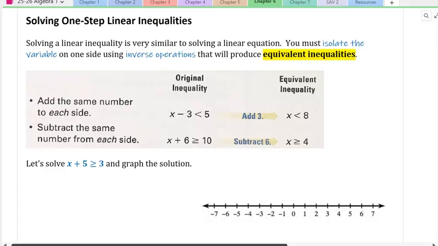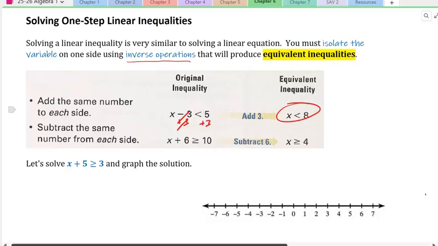It's really similar to solving a linear equation. In fact, it's almost exactly the same. You have to isolate the variable, get that variable by itself on one side using inverse operations, opposite operations that will produce equivalent inequalities. On this one, the original inequality is x minus 3 is less than 5. We add 3 to both sides, those cancel out, and x is less than 5 plus 3, which is 8. So that's the equivalent inequality.